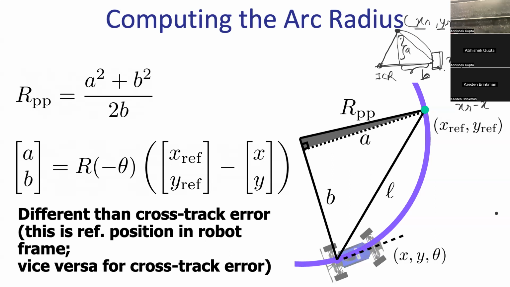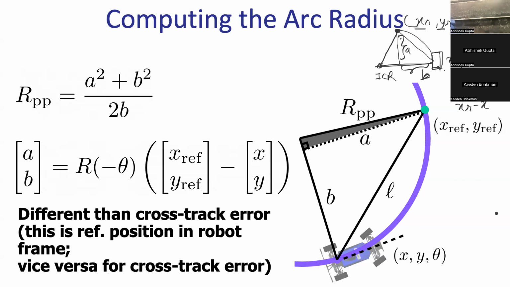The axis aligned, usually it's like perpendicular. Yeah, you can choose your frame of reference. But the point is that imagine there was no rotation. If there was no rotation, then XR minus X is directly equal to A, and YR minus Y is directly equal to B.